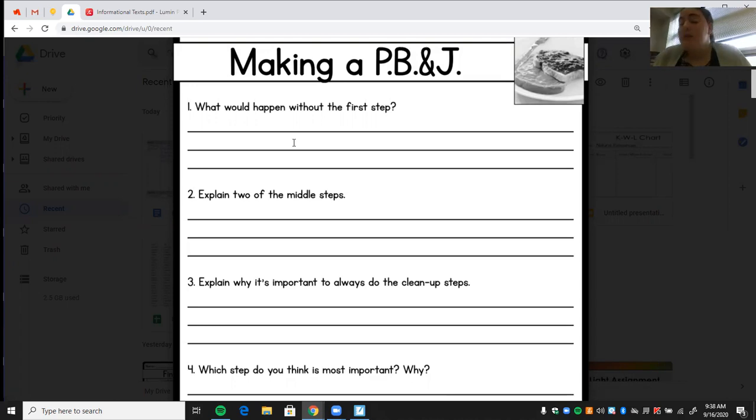All right, so without that first step, if we don't complete that first step, then we won't have anything to make the peanut butter and jelly sandwich with. If we don't go get our peanut butter and jelly and bread, then we can't make a sandwich, right? So that first step is very important.